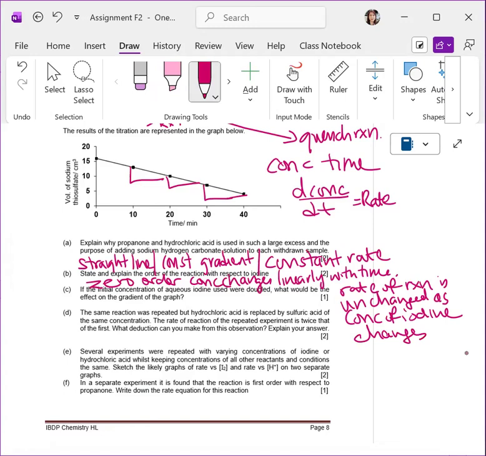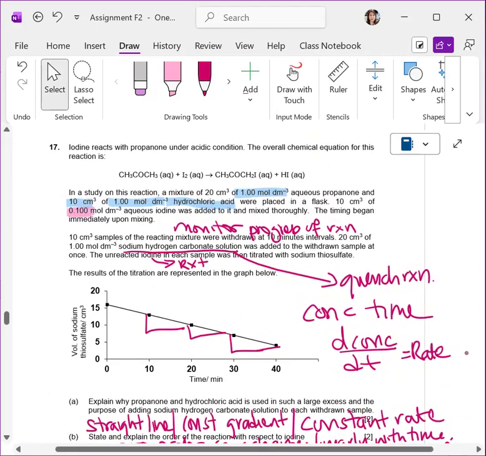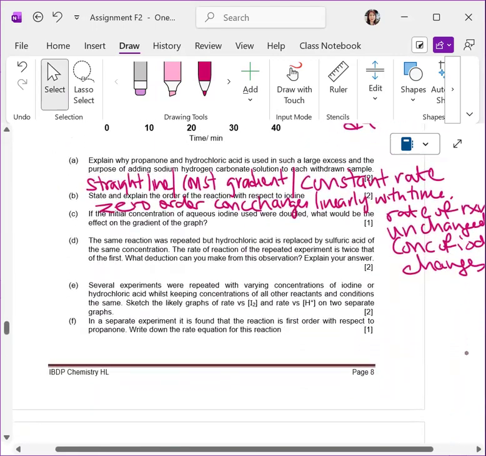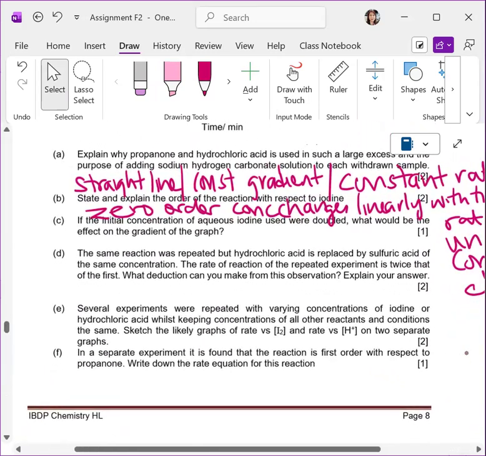All right. So next one that we're going to look at, part C. If the initial concentration of iodine were doubled, what would be the effect? So you remember your original iodine concentration was 0.1. So what will happen if you use 0.2? So before we say it will speed up the rate of reaction, or it will decrease the rate of reaction, we look at the order.